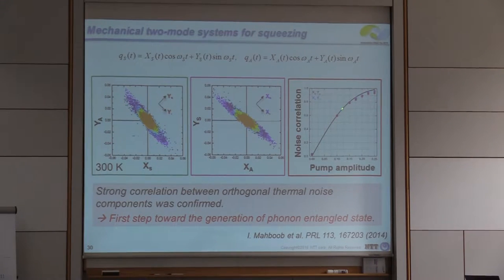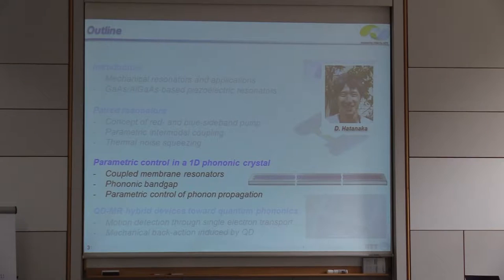So you can clearly see very nice correlations between these two quadratures for the thermal noise distributions. This is, of course, still the classical regime, but we believe this is the first step towards the generation of phonon entangled states. Okay, so this is another example of this parametric pump.